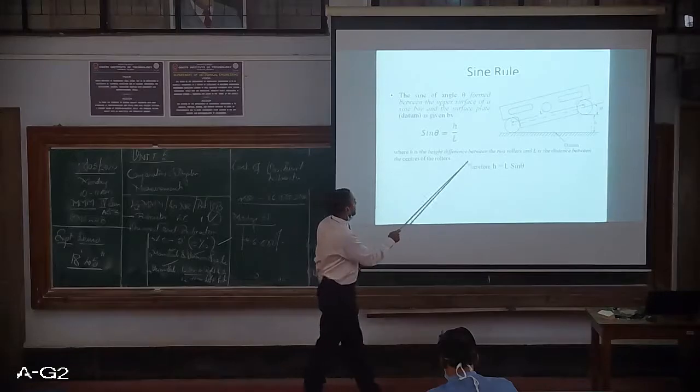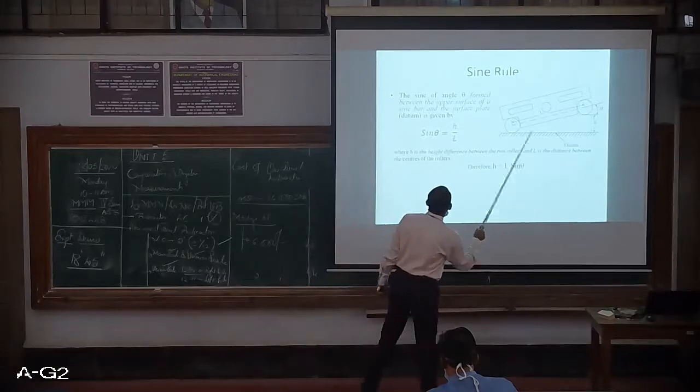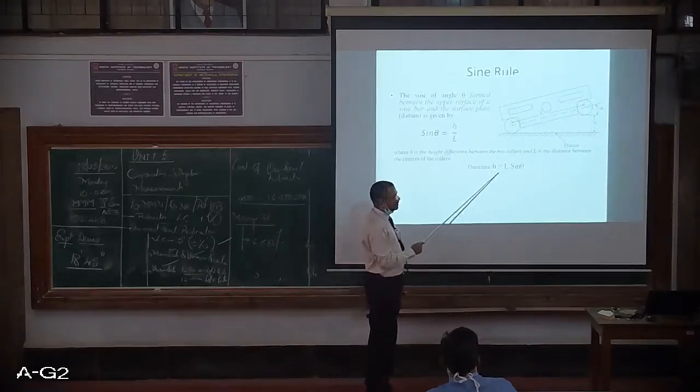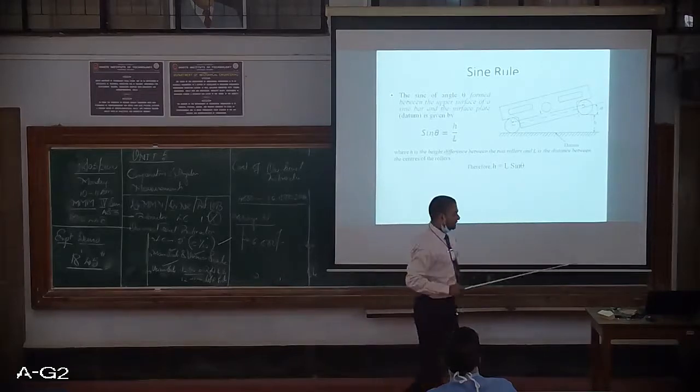So where h is the difference between two rollers and l is the distance between the centers of the rollers, therefore h can be found out using this formula, l sine theta, and this is called the sine rule.